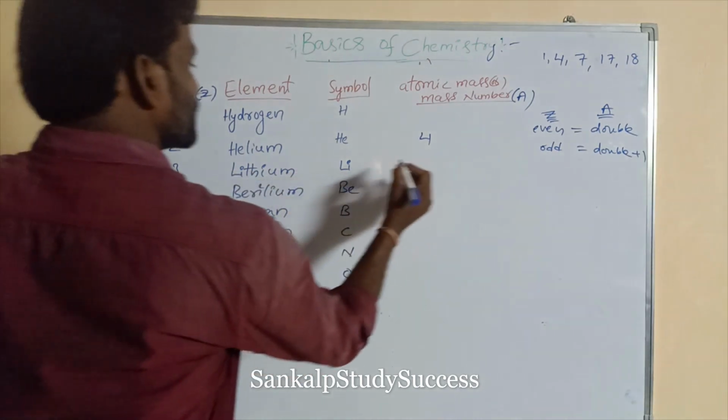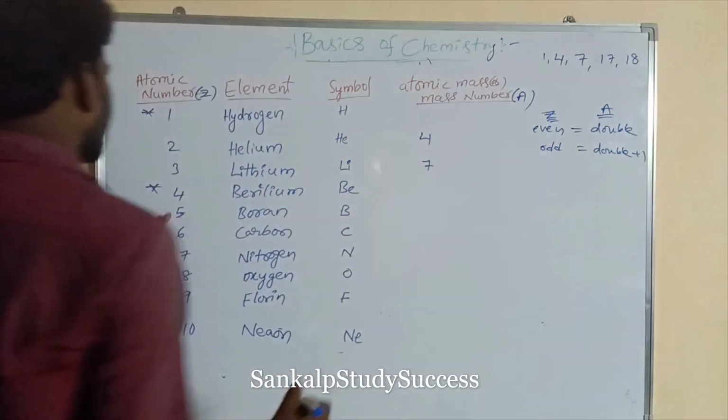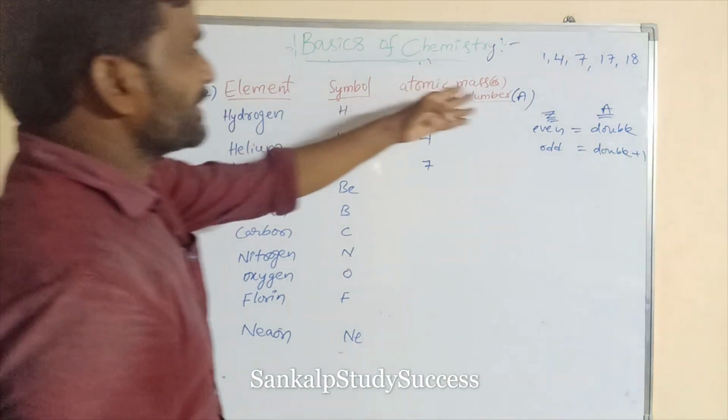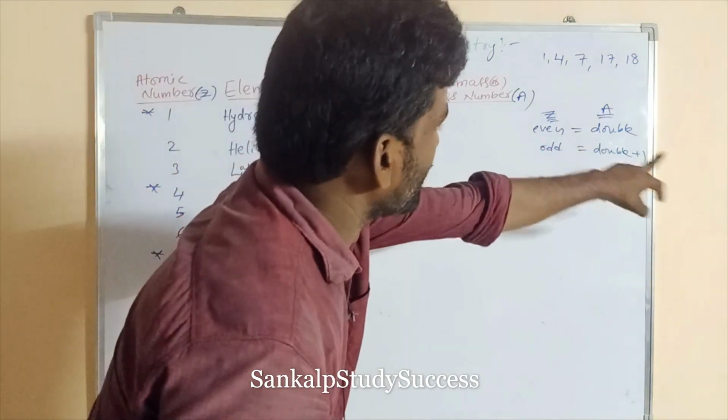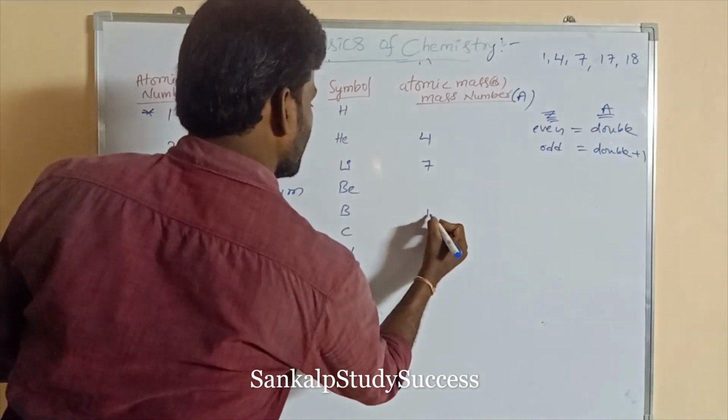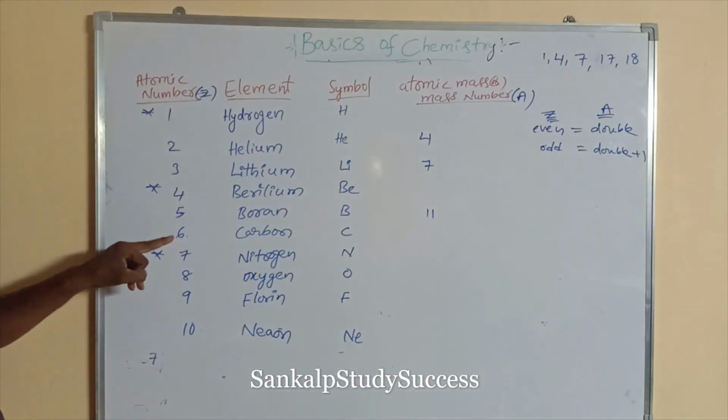2 × 3 is 6 plus 1, 7. And 5, what is that? Boron. 5, boron. Yes, its mass number is odd number. If the atomic number is an odd number, what is its mass number? Double plus 1. So 2 × 5 is 10 plus 1, 11.